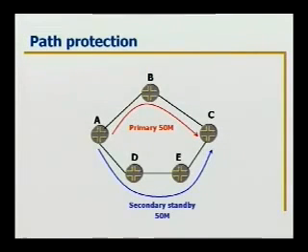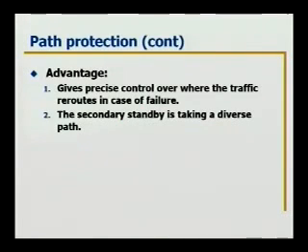Let's say that I have a primary LSP between A and C taking the path ABC, and I have a secondary LSP taking some other distinct path in the network with the same bandwidth reservation as the primary. So the advantage is quite clear. I have precise control over where the traffic goes in the case of a failure.